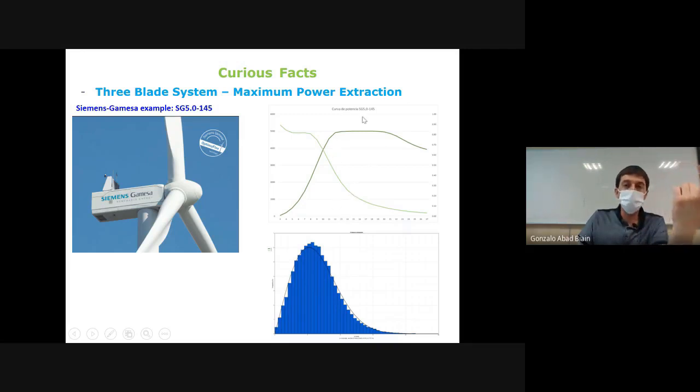But the curious fact here is that we are controlling the pitch, and we are making the wind turbine less efficient. We are making the wind turbine less efficient in order to limit the captured power. So it's quite curious. I just want to emphasize this fact that probably you knew. Okay, you see what I mean?